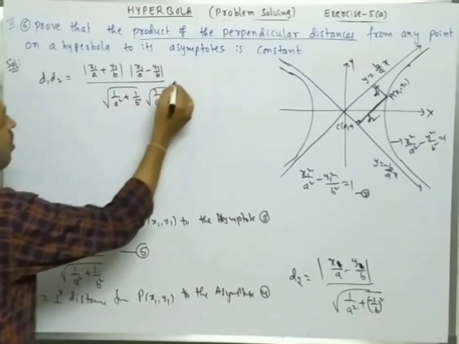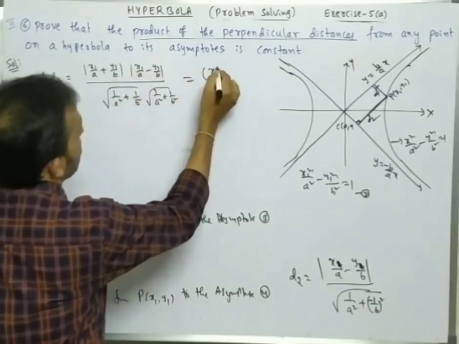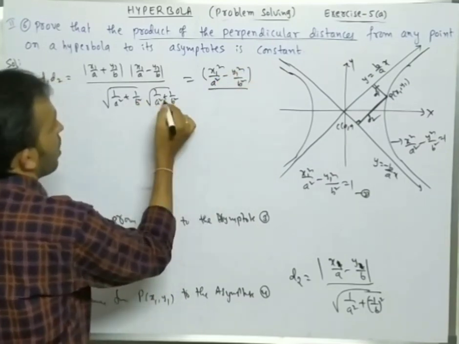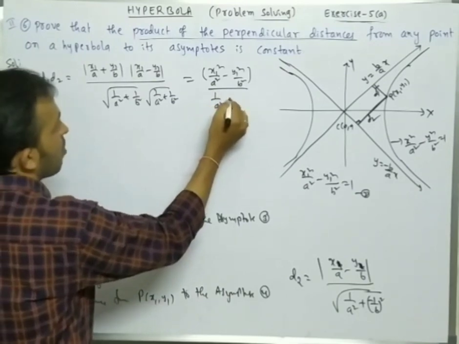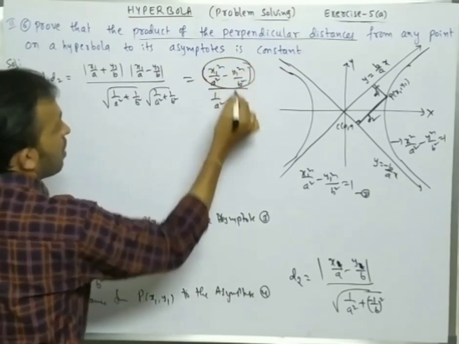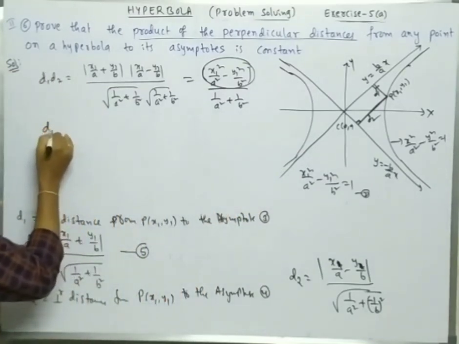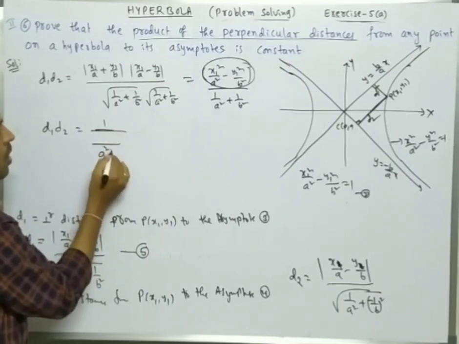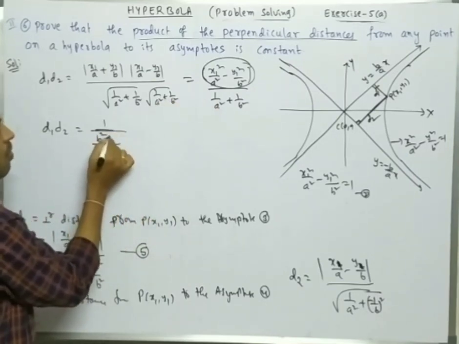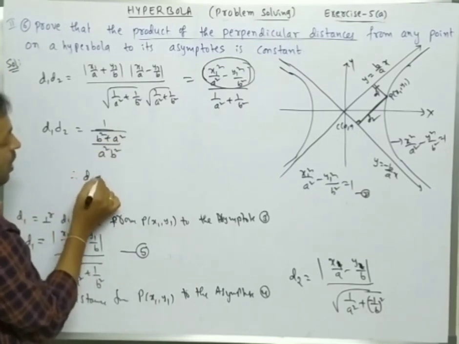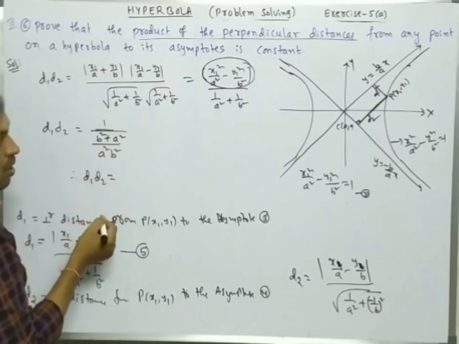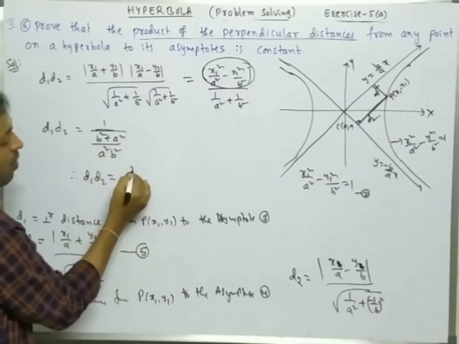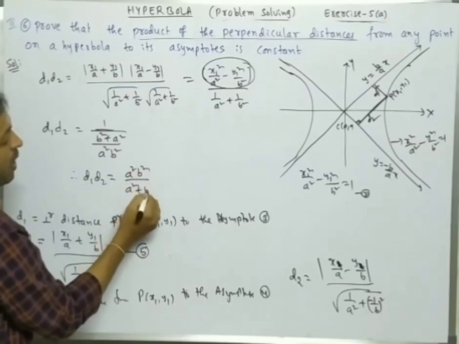This is d1 d2. The numerator becomes a plus b into a minus b, x1 square by a square minus y1 square by b square, over root into root, that means 1 by a square plus 1 by b square. The numerator becomes 1 from equation number 2. So d1 d2 is 1 by, in the denominator, the LCM a square b square, so you get b square plus a square. Finally, d1 d2, the product of the perpendicular distances from a point on the hyperbola to the asymptotes, is a square b square by a square plus b square.